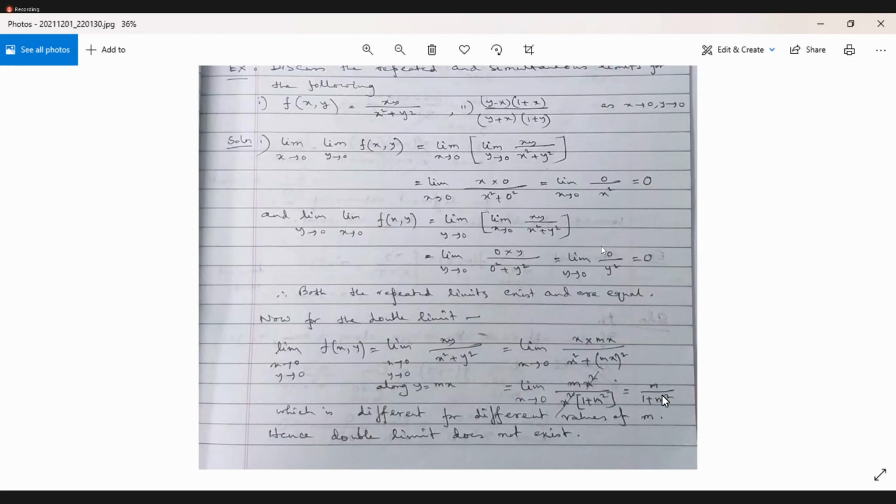Now look at the next one. Suppose the function is x square into y by x square plus y square. Now the function is x square into y, not xy. It is x square into y by x square plus y square. In that case, what will happen?